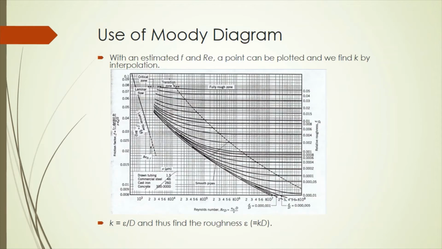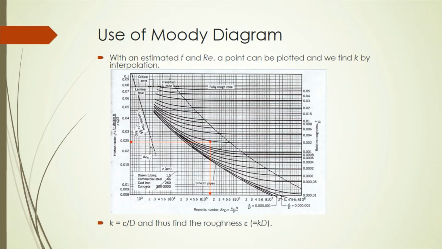Okay, so once you have f and Reynolds number, then we can actually plot this f and Re on this Moody diagram. This is the Moody diagram, right? For example, here is an example. Suppose we calculate f, and then we have the Reynolds number, then we have a point here.